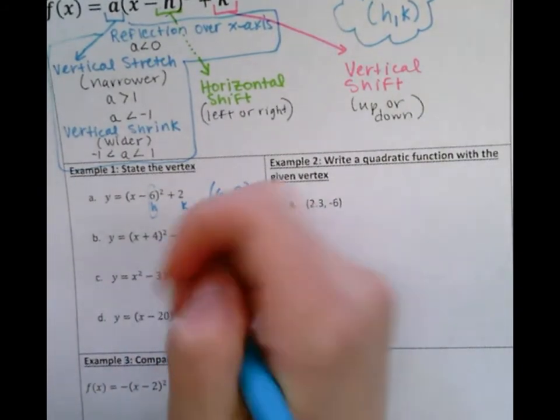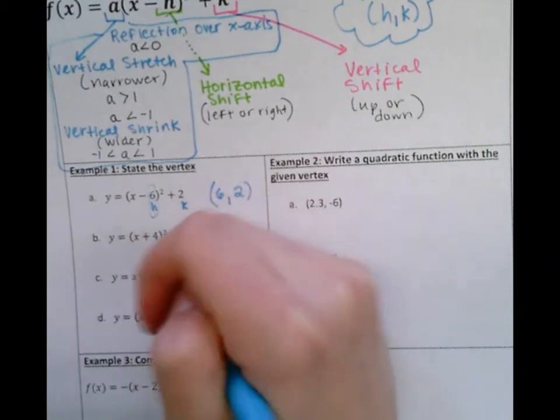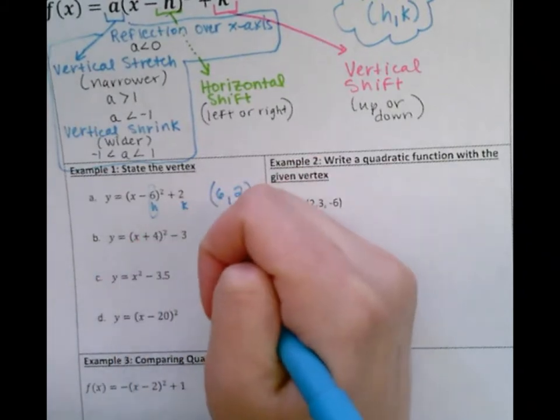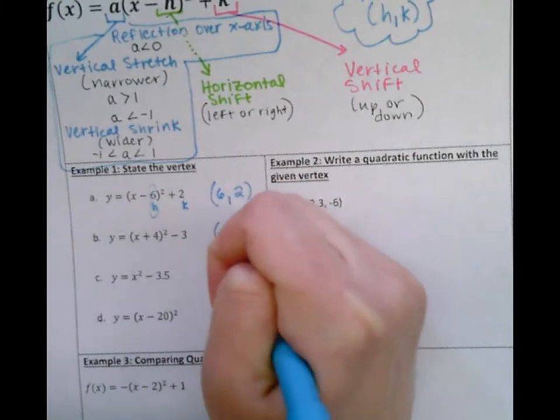So similarly in B, we have (x + 4)^2 - 3. If I see a +4, I know that's actually moving it left. So then I should be at (-4, -3).